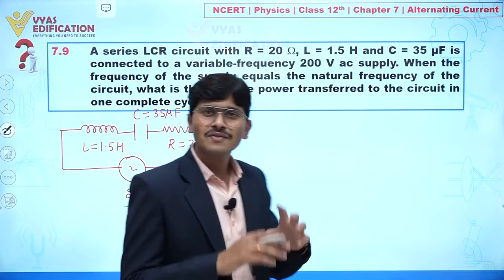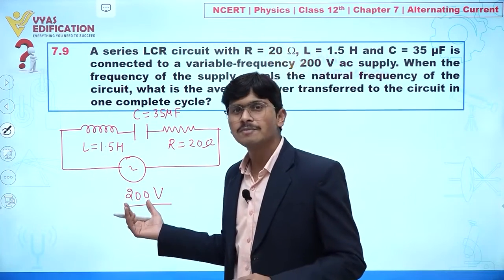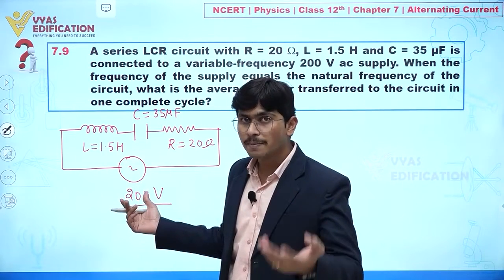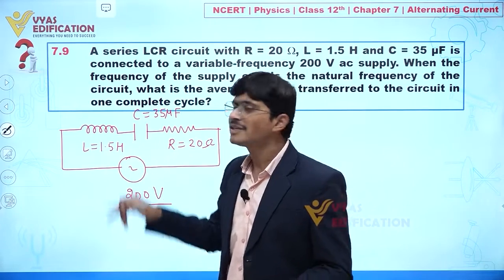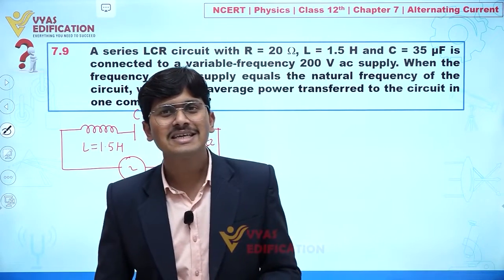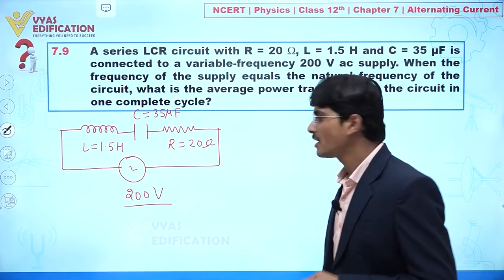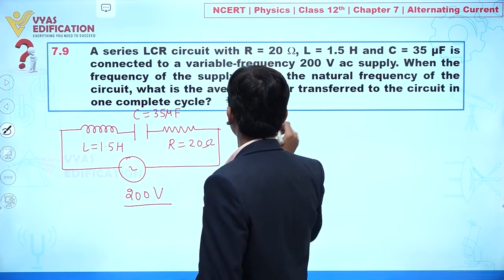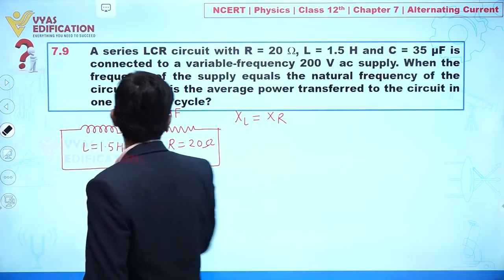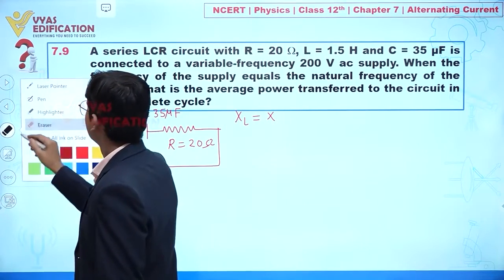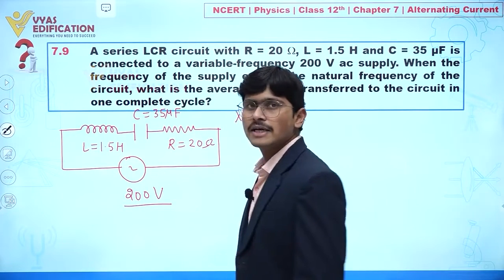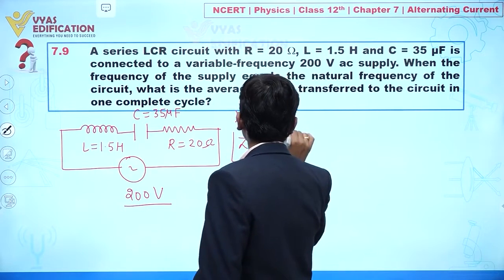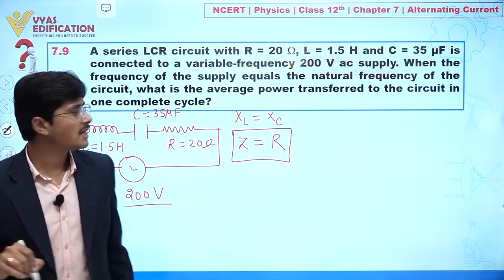it means, let's suppose you are saying 200 volt 50 hertz. When the frequency of supply is equal to the frequency of this circuit, at that time we will always find resonance condition. And in resonance condition you know very well XL is equal to XC. So from there we can see the total impedance of this circuit is equal to R only.